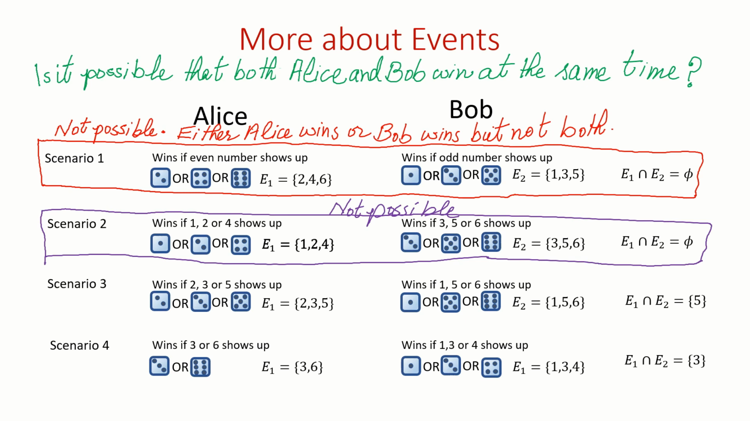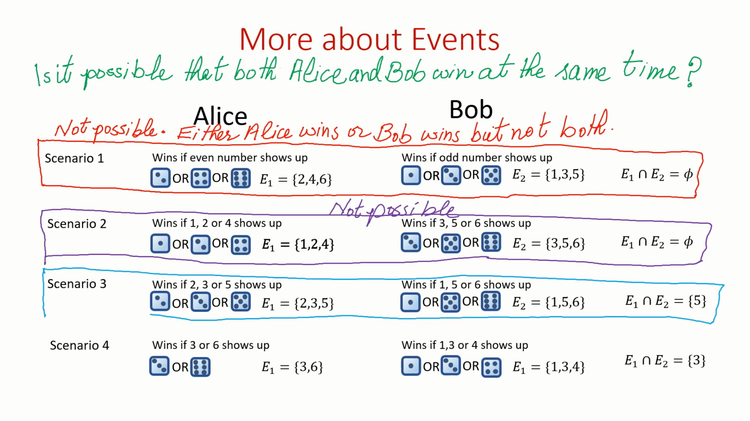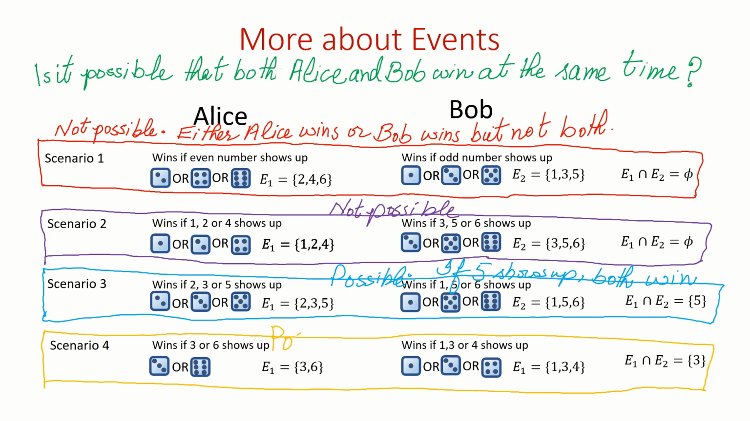What about the third scenario? Yes, it is possible that Alice and Bob win at the same time. If the dice shows up the number 5, both Alice and Bob win at the same time. In that case, both events, the winning of Alice and the winning of Bob, happen together. This is also true for the last scenario. Alice and Bob win at the same time if the dice shows up the number 3 in the last scenario.